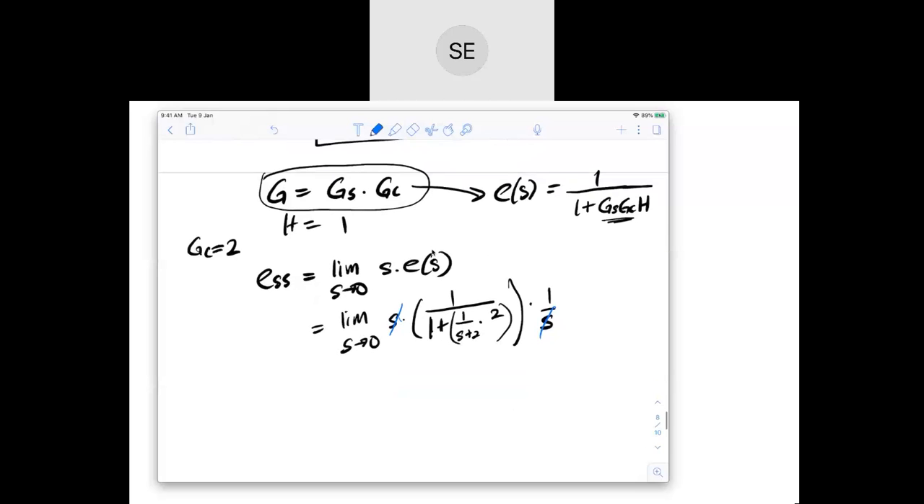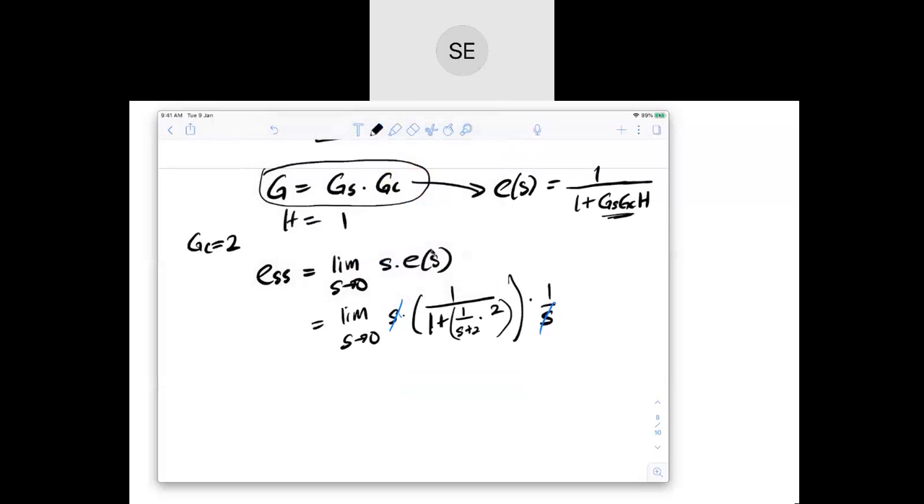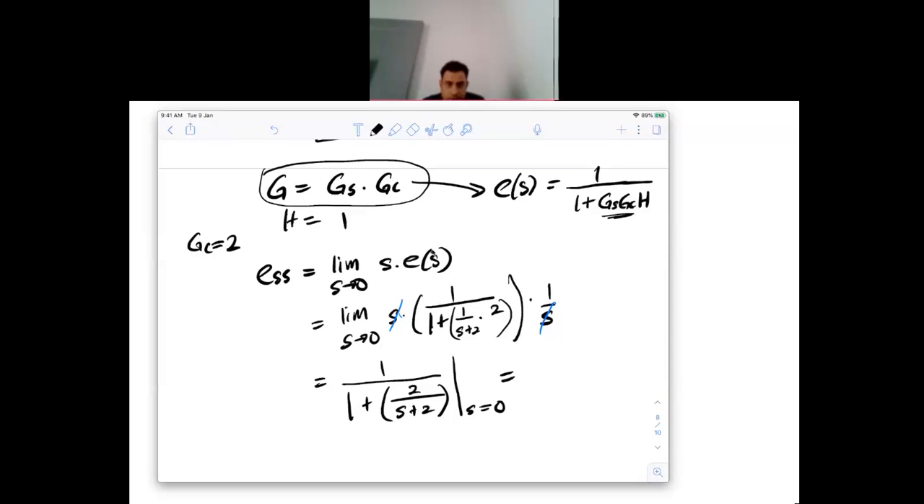All right, so what happened to your error, guys? Have a look at it. If I put s equals 0 into that bracket, what happens is you have 2 over 2, isn't it? 2 over 2 is 1. 1 plus 1 is 2. 1 over 2 is a half. So it becomes 0.5. It's better than without a controller, isn't it? Yes, it's certainly better than without a controller.